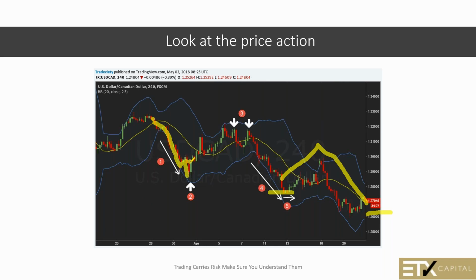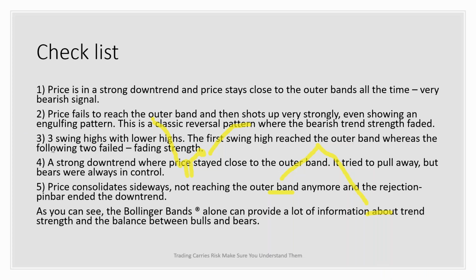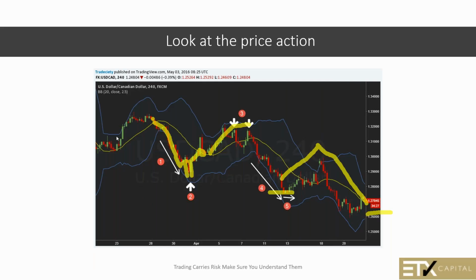Then we get rejections of the outer band. That's telling us this trend is in trouble. Here we see it break above the moving average. So that trend is now officially over. Here we get what? So in 3, we get 3 swing highs with lower highs. The first swing high reached the outer band, followed by 2 failed, fading strength.